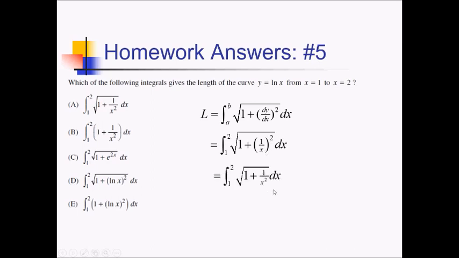So that's going to be 1 over x squared inside there. And now let's carefully see if we can match an answer choice. So look, this is going to look like choice A. B is pretty close, but we're missing the square root, so choice A it is.